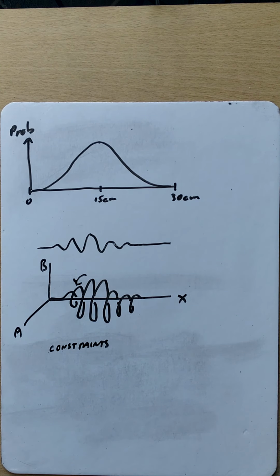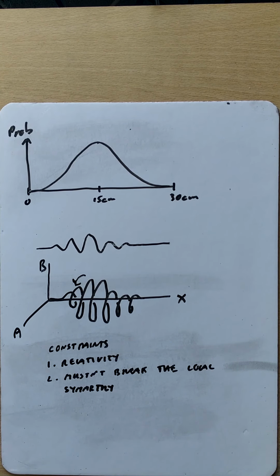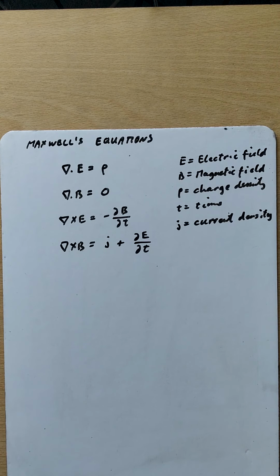Now there are quite a few constraints on this force. For one thing, just like electric charge itself, it can't just jump around all over the place. It has to respect causality. In physics, this means it has to obey the rules of relativity. Secondly, it mustn't break the local symmetry. These two constraints effectively dictate the form that the force will take. When we calculate this form, we get the laws of electromagnetism. We can actually derive Maxwell's equations from this symmetry. And these are Maxwell's equations.